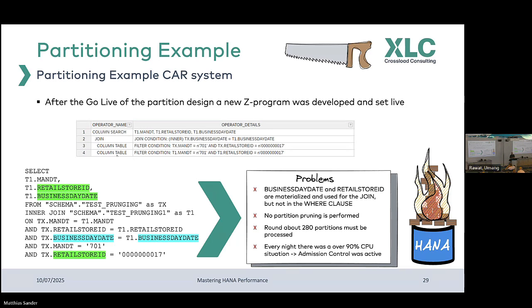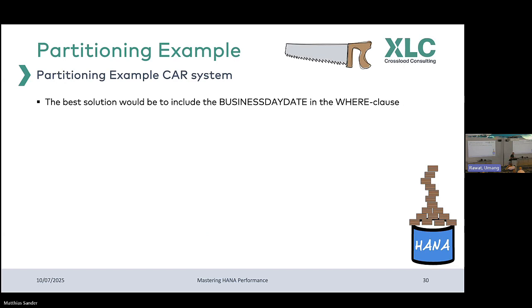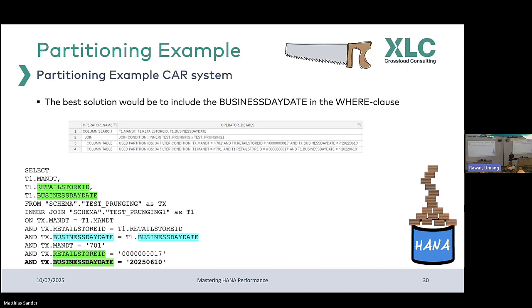The best solution, technically the best solution, would be to include the business day date in the where clause. In this case, as you can see in the explain, the system only used the partition with ID 34. Totally easy. The system joined two partitions against each other, less resources, very fast, perfect, cool.